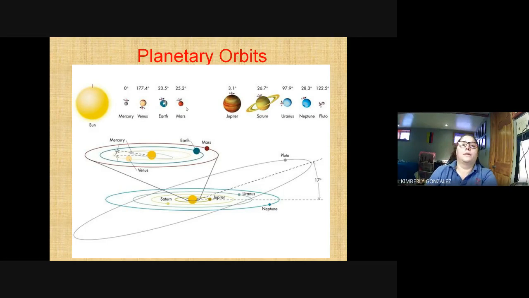A couple of other things to point out, like Venus is completely upside down compared to where it should be. Uranus is sideways. Neptune is also tilted about the same as the Earth's. All right.